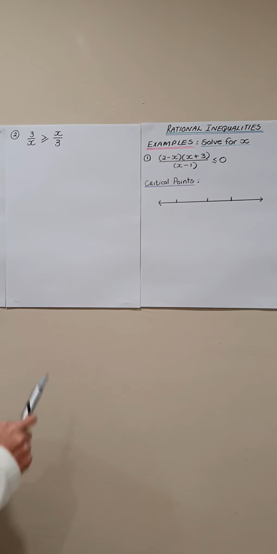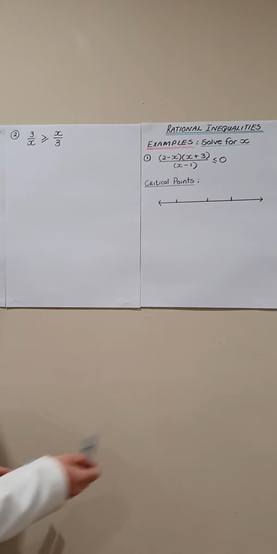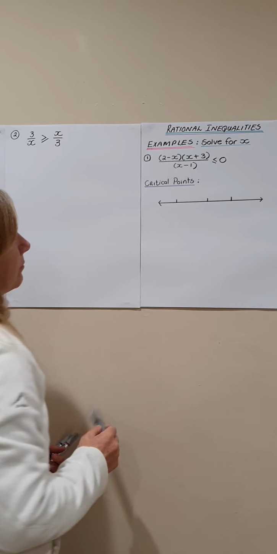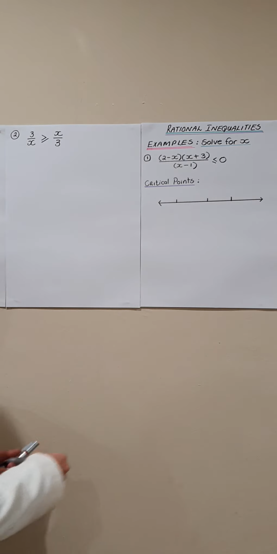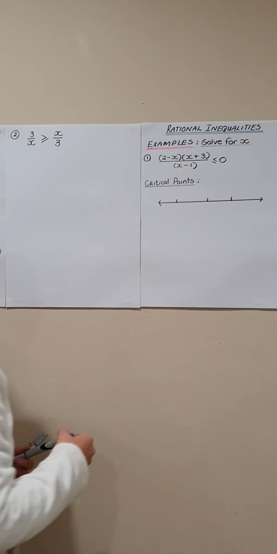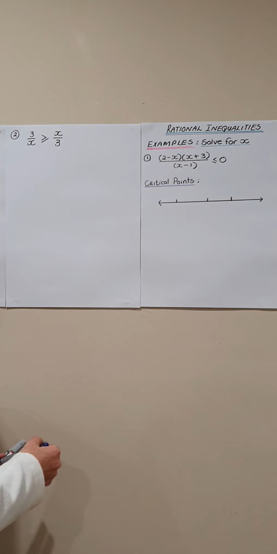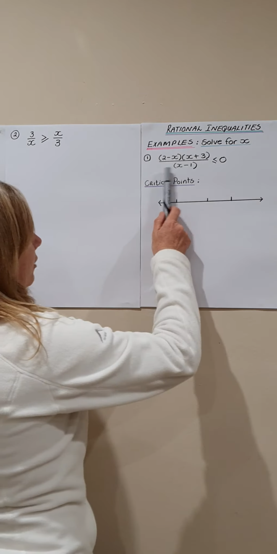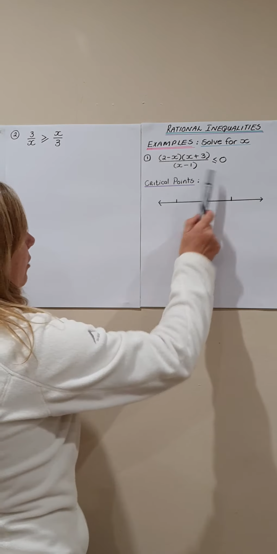The first thing that is important to remember when we are dealing with inequalities is that we have a 0 on the right hand side, which we have in this case. The next thing we need to do is find the critical points. In other words, what would the value of x be if this was equal to 0?